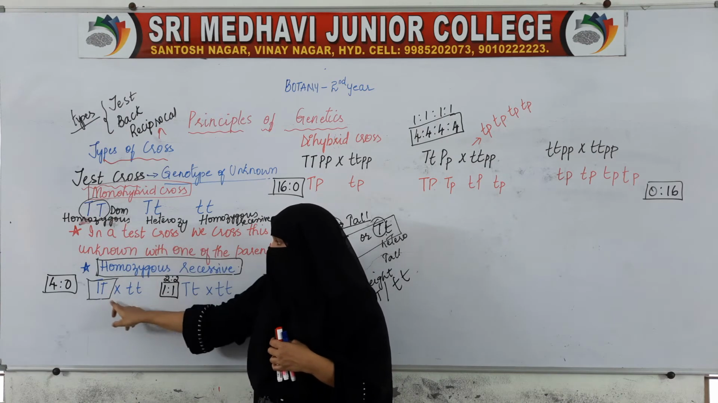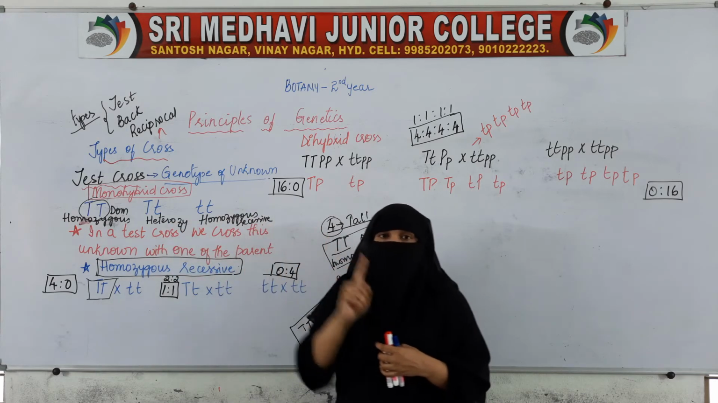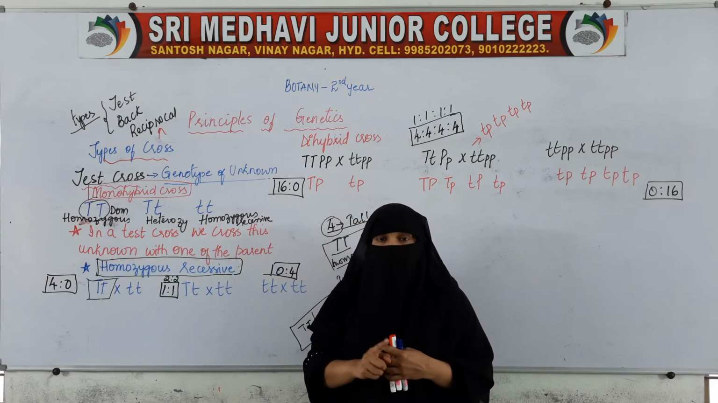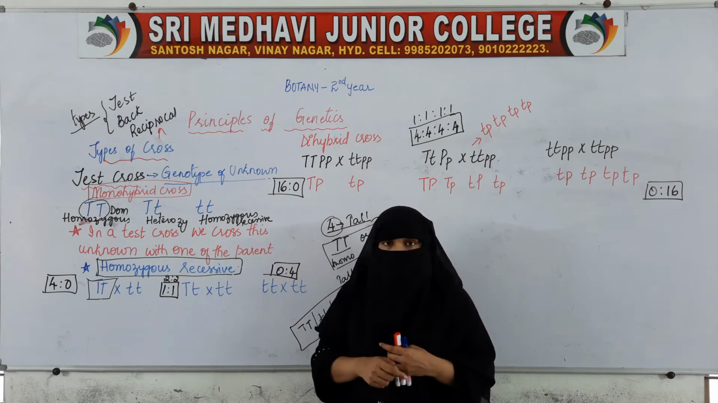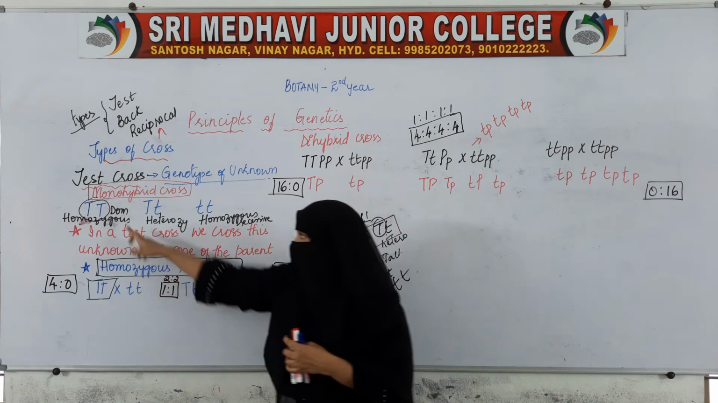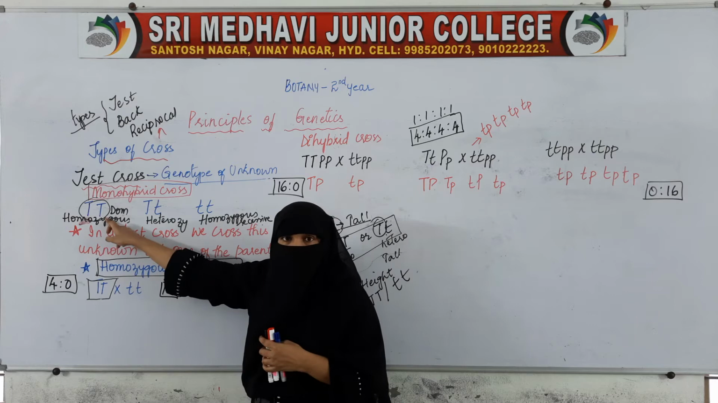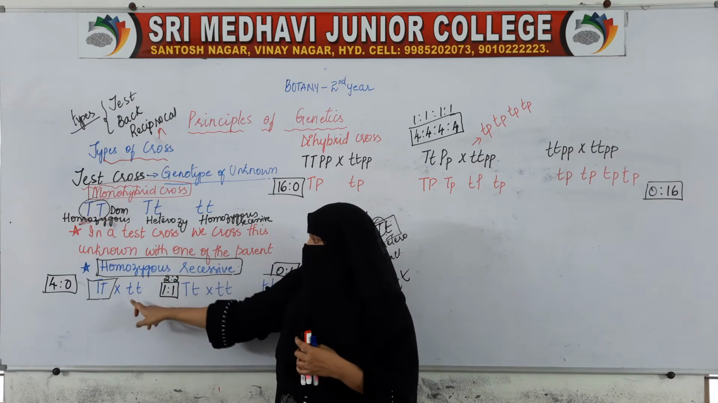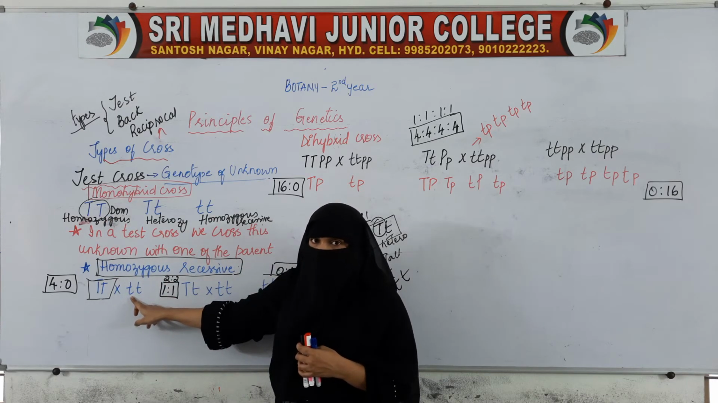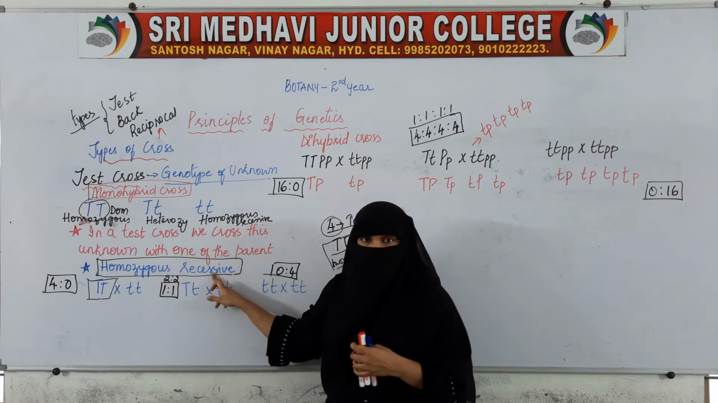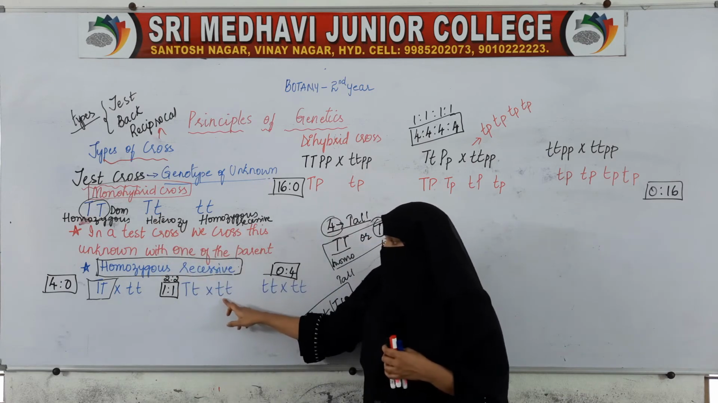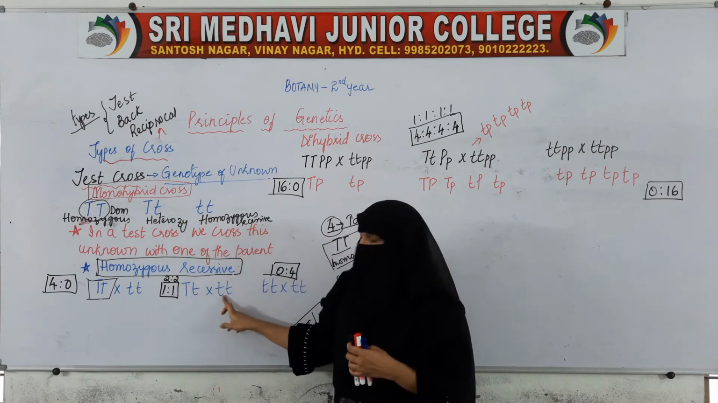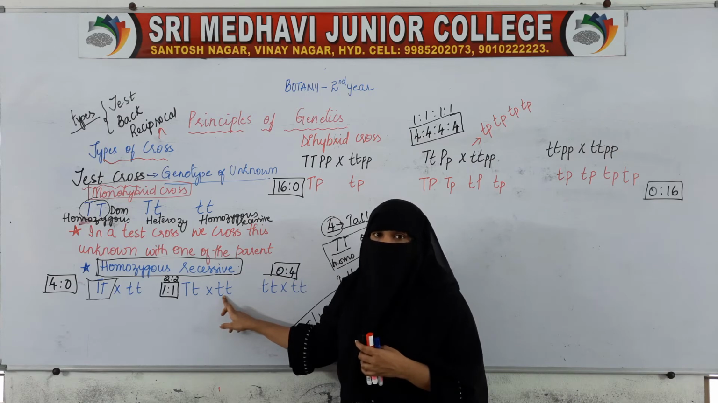This we will cross with recessive, because we said for a test cross, one parent should be homozygous recessive. In order to do the test cross, one parent should be homozygous recessive. So here, to know whether this is the unknown, we use this recessive parent, whether it is this one. To know this, we use this homozygous recessive.